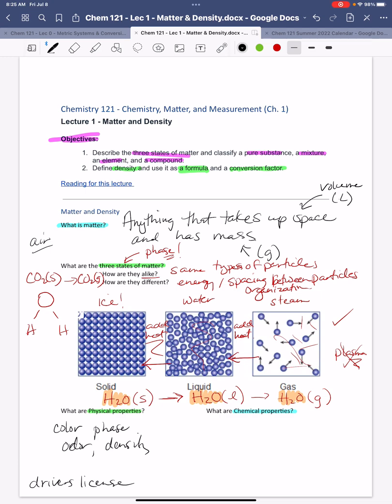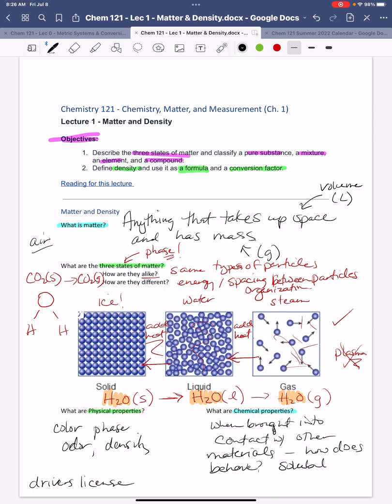Your chemical properties are harder to describe, but basically, when we bring these substances together, when a substance is brought into contact with other materials, how does it behave? Things like solubility: does it dissolve? Is it flammable? Flammability is a chemical property.